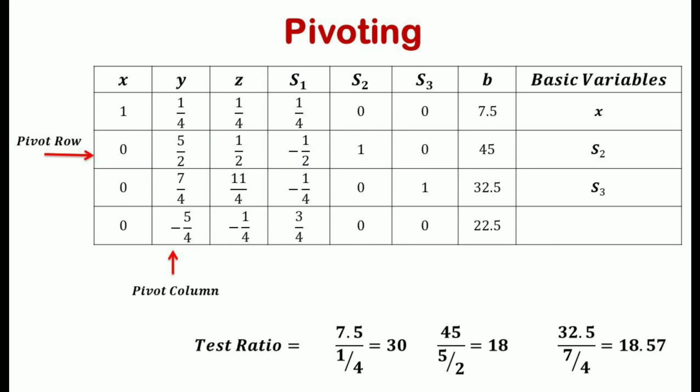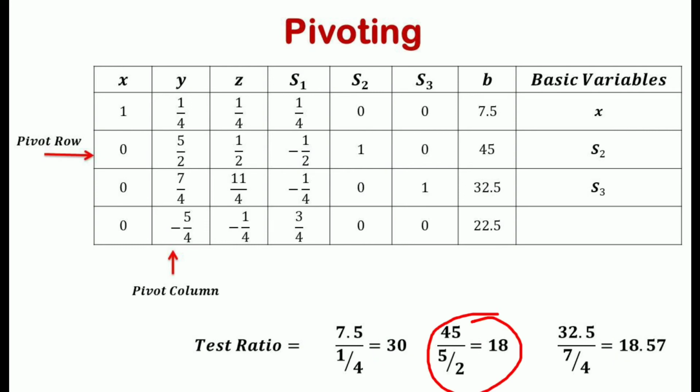From the second row, the b value is 45 divided by the corresponding value in the pivot column, which is 5 upon 2. So 45 divided by 5 upon 2, which is equal to 18. From the third row, the b value is 32.5 and the corresponding value in the pivot column is 7 upon 4. So 32.5 divided by 7 upon 4, which is equal to 18.57. So out of these test ratios, select the smallest non-negative value in the column.